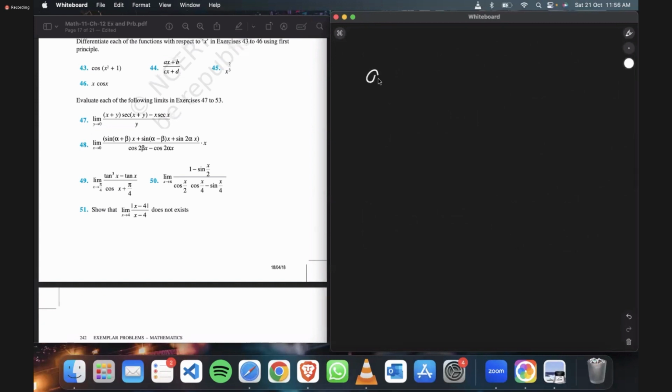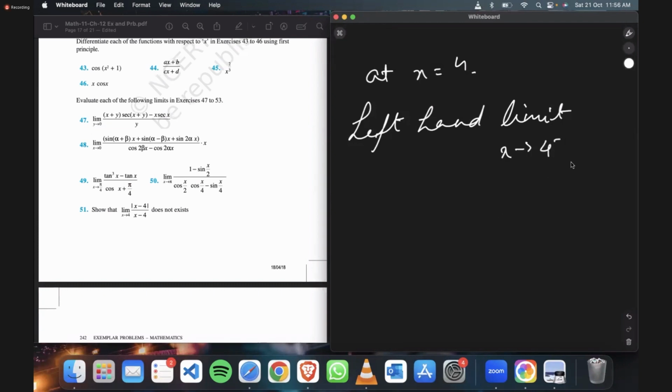So at x equals 4, I'll be approaching from the left hand side and the right hand side as well. Let's approach from the left hand side. The left hand limit is x tends to 4 minus, right? We stop slightly before we reach 4. If this is your number line, this is the number 4, we are moving like this from the left hand side. We just stop like here. The distance between these two is very less, epsilon.